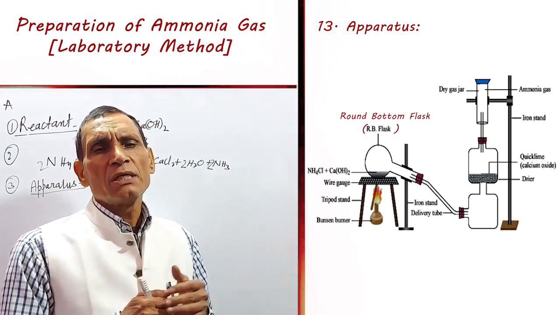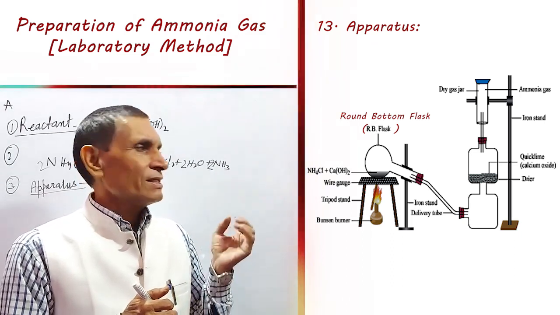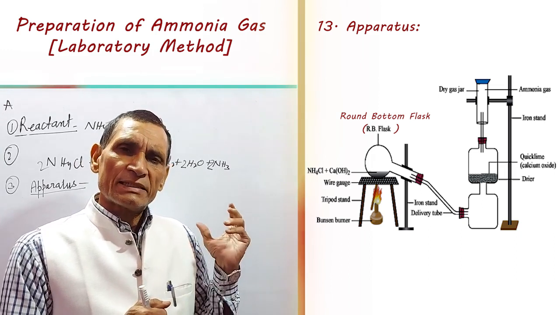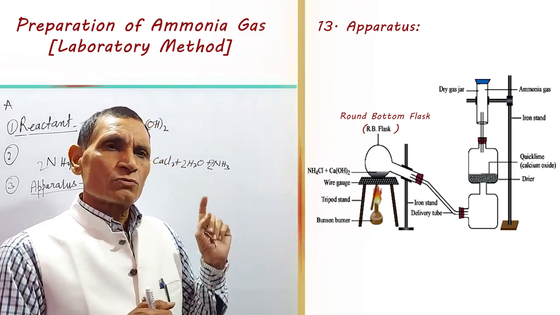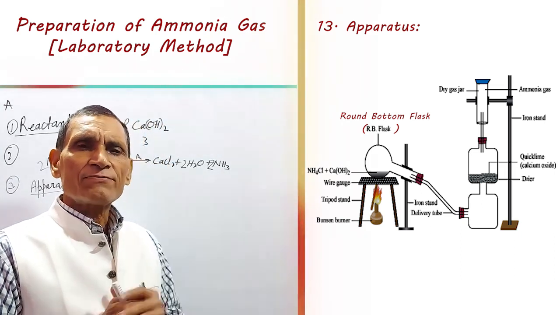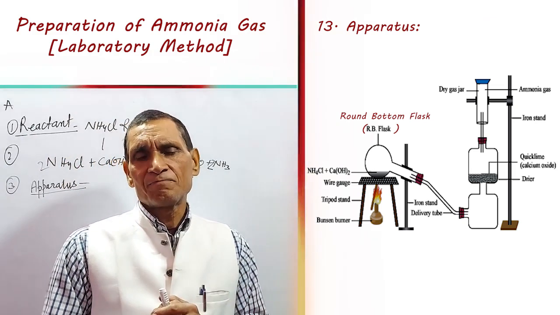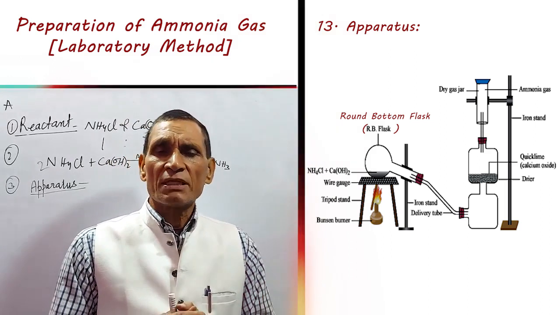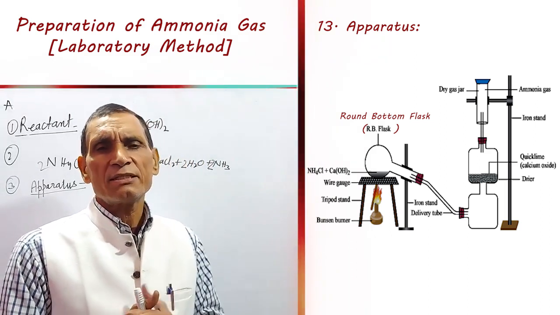in order to avoid the trickling back of water formed in the reaction to reach the hot part of the flask, thus to break it. Then to avoid that trickling back of water produced in the reaction, it is kept in the slanting or tilted position.